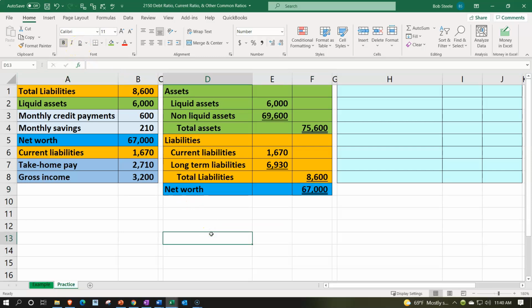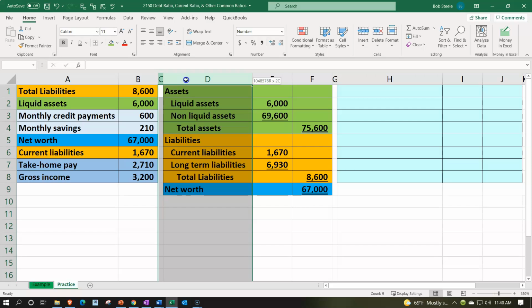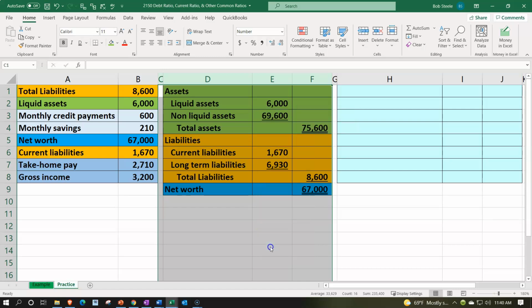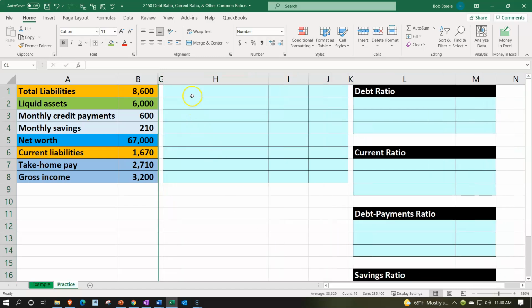So now we can do a similar kind of thing. We can do our income statement now. So let's think about our income statement. To do that, let's hide the balance sheet first. So I'm going to put my cursor on column C, and then drag over to column F, let go, right-click the selected area, and then hide. And so now we can work on our income statement side by side here.